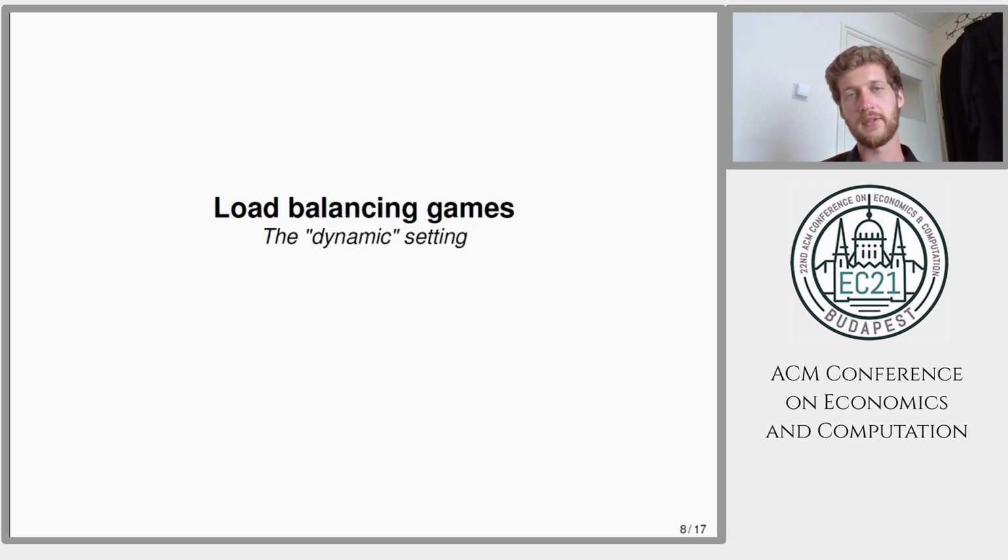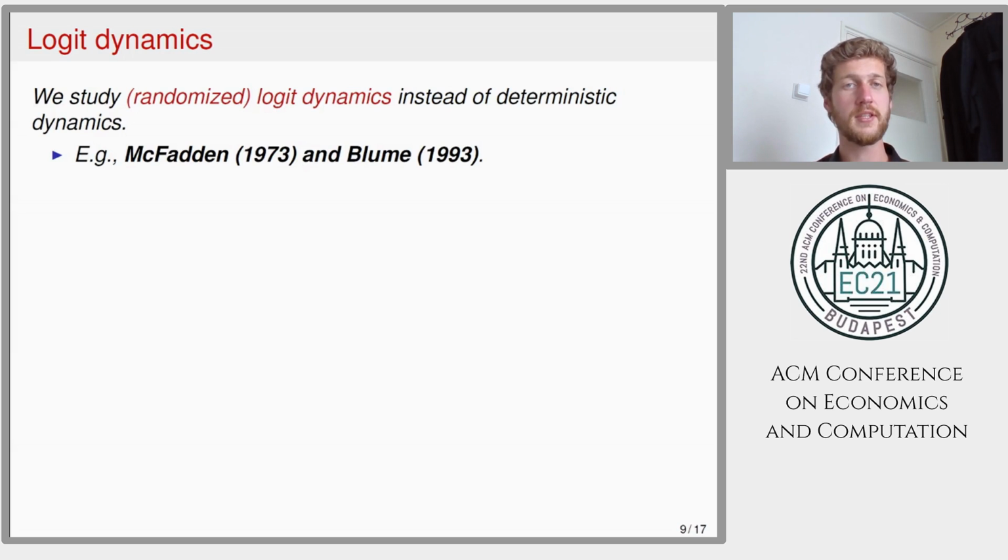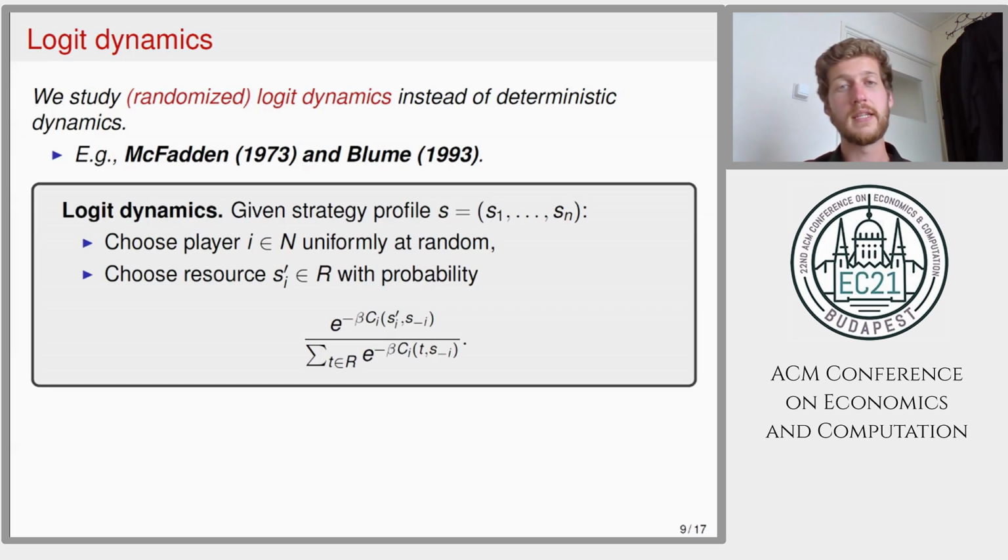But in this work, we're interested in a more dynamic equilibrium concept where the equilibrium concept of interest is given as the stationary distribution of a Markov chain. So players never converge to a fixed strategy profile, but rather they converge to a probability distribution over strategy profiles. And we do this by studying the so-called logit dynamics. So these are a very well-known case of randomized dynamics that have been studied extensively in many areas, also many more applied areas. And the dynamics are fairly easy to describe.